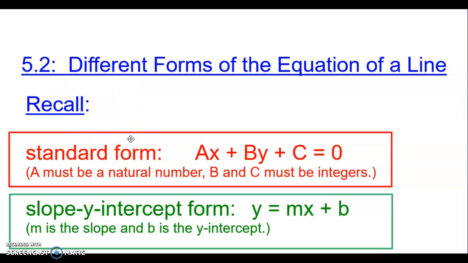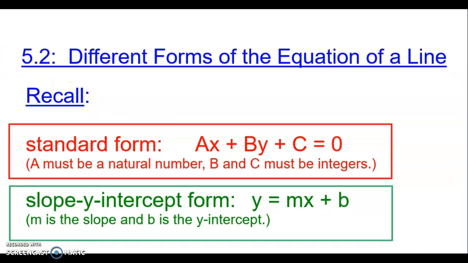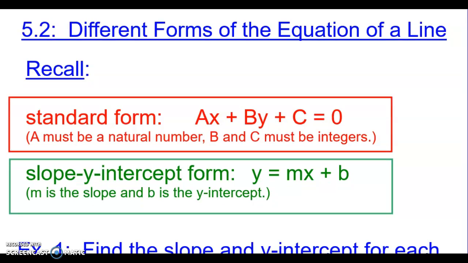Today we are looking at section 5.2, different forms of the equation of a line. So again, we are consolidating everything that we've learned in previous chapters. Not too much new information here, just going back and revisiting, looking at things a little bit more specifically.